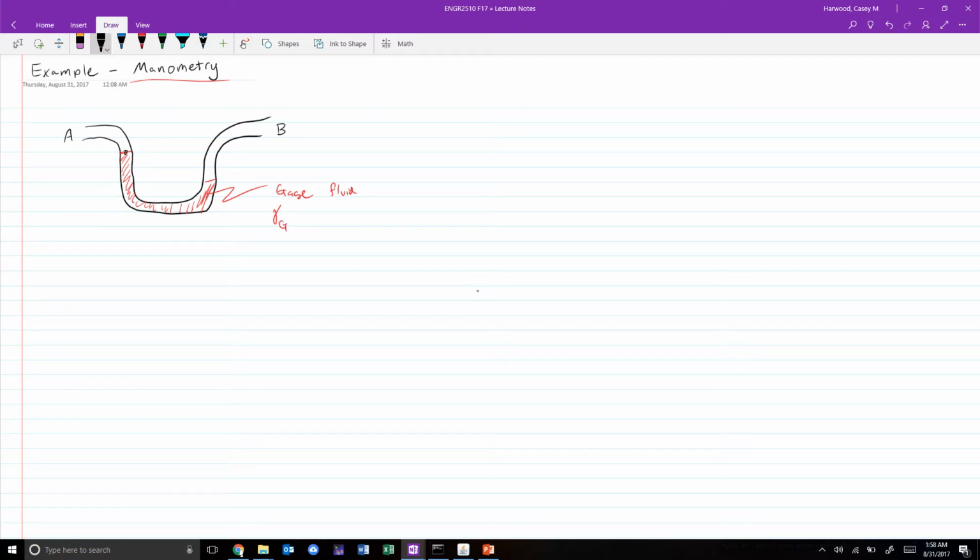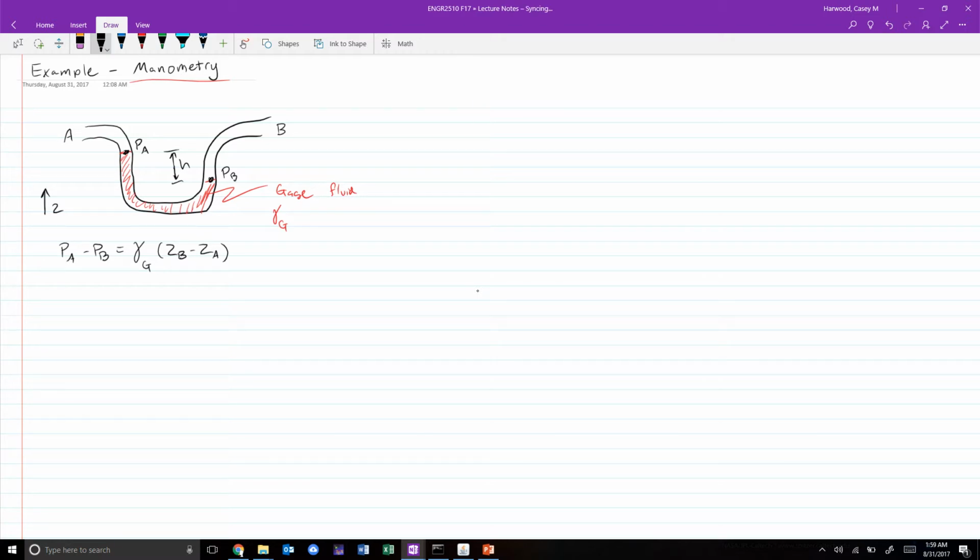And the idea here is that if we call this PA and PB, we can use the difference in fluid levels between A and B to infer the pressure difference between those two points. So in this case, we would say that PA minus PB is equal to gamma G times ZB minus ZA, where Z is defined as positive upward.